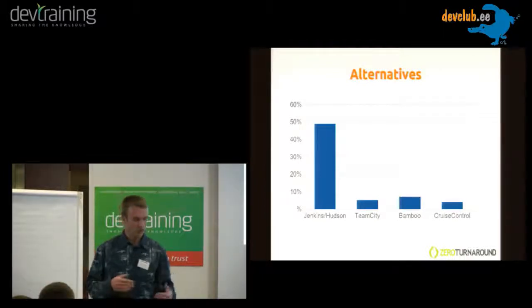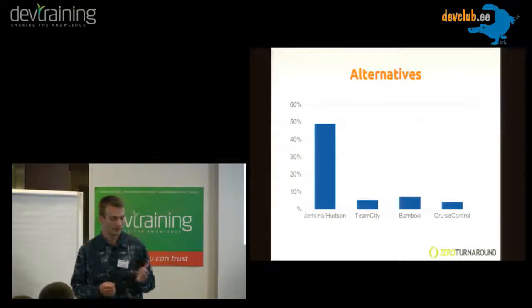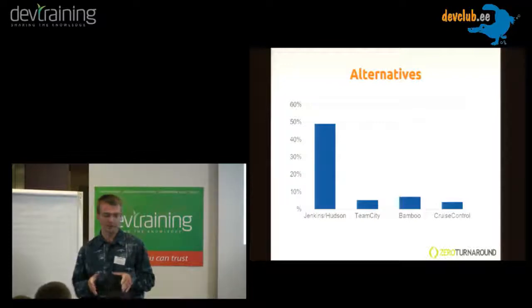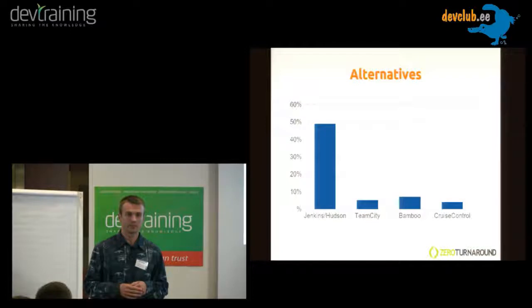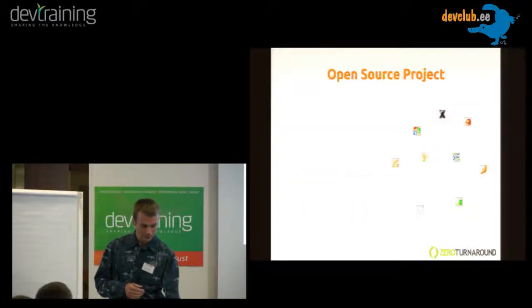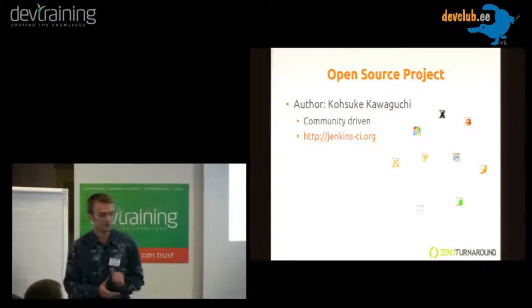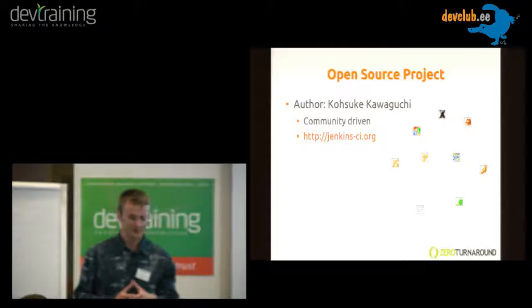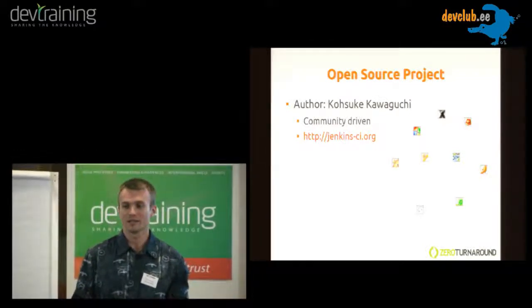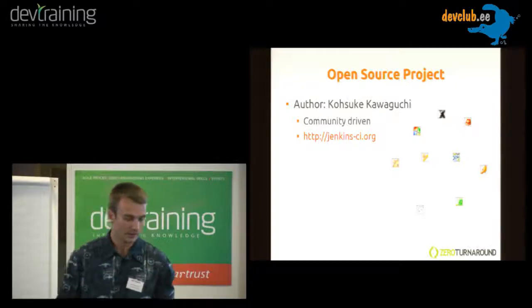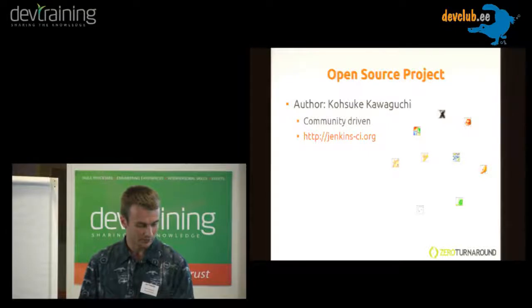The reasons why we decided to use Jenkins is that it is open source. It is very simple to download, install and configure. And as it is open source, it can be easily extended. So it is very easy to write a plugin for Jenkins. As I said, it's an open source project, and its author is Kazuki Kawaguchi. He started this project about 7 years ago, and now it is mostly community-driven. It's a very active community, and Jenkins.org is the home page.